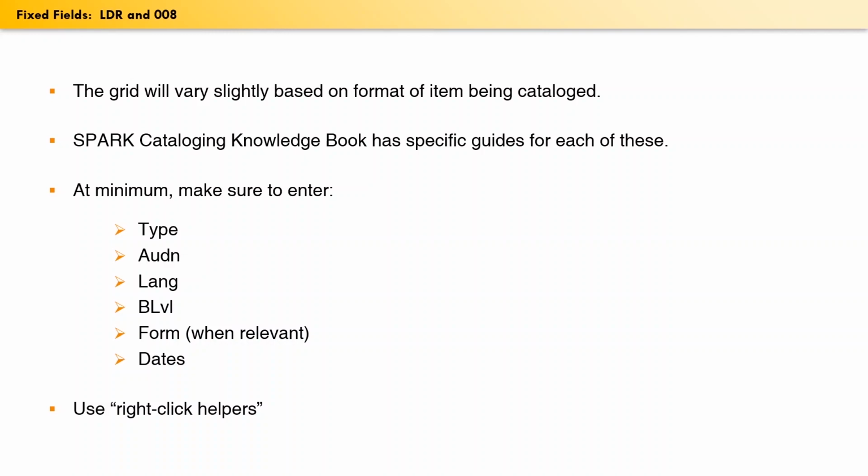Fixed fields use abbreviations or random characters to encode data, and remembering all of that can admittedly be a bit of a pain. So one method of helping is to use a built-in feature which, for lack of a better name, we will call right-click helpers.